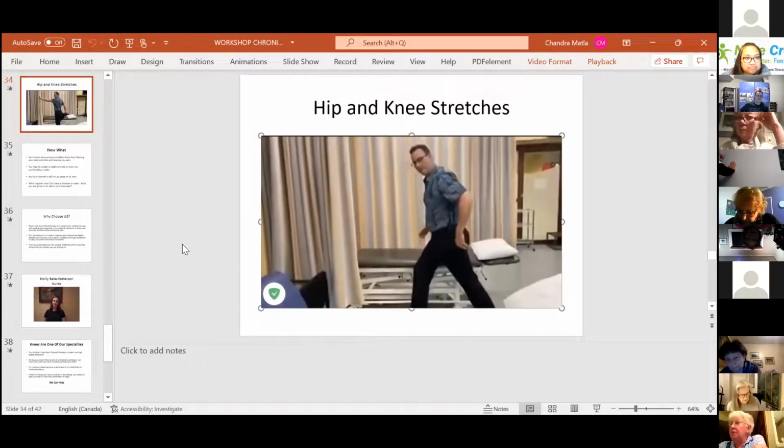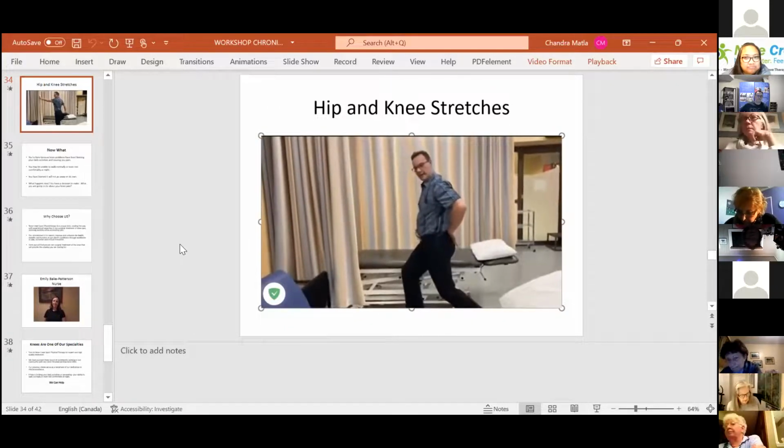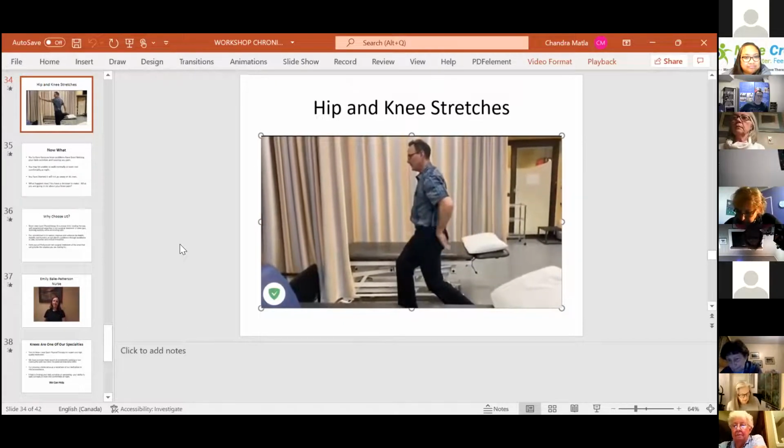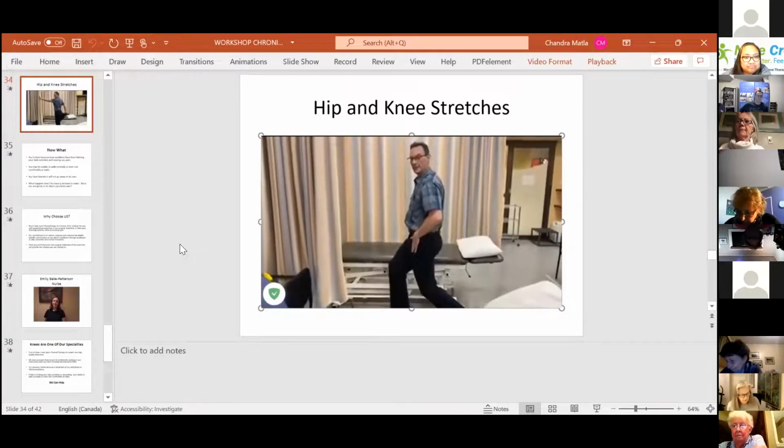So it's one foot forward, one back. We're going to bend both knees, so we kind of hunker down so the back heel comes off the floor. And then again, it's pelvic tilt. So as you tilt, you should feel a bit of a stretch here. You're engaging that stretch in the front of the hip.